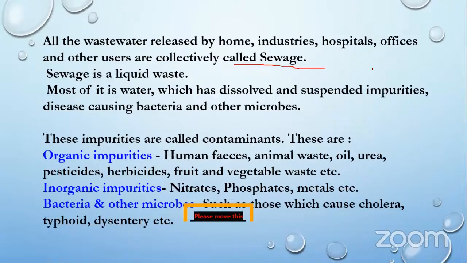So what is it? All the wastewater which is released by homes. Wastewater means from the washrooms and whatever from the kitchen, water from washing vegetables, rice, all those. And when we take a bath, that is also wastewater. All these activities we do at home, no? The wastewater released by homes. And in the industries also they use much water. From industries also water is released, and from hospitals, offices. All this wastewater is collectively called sewage water.